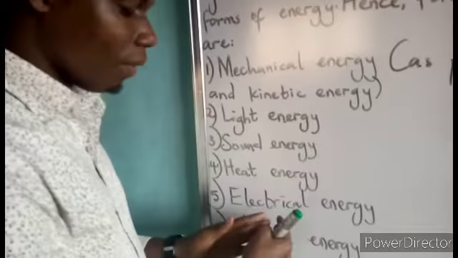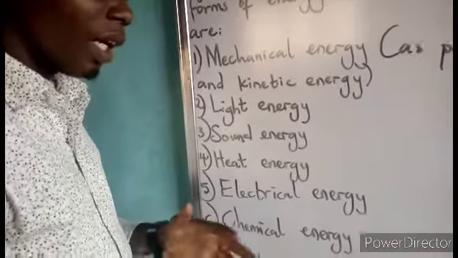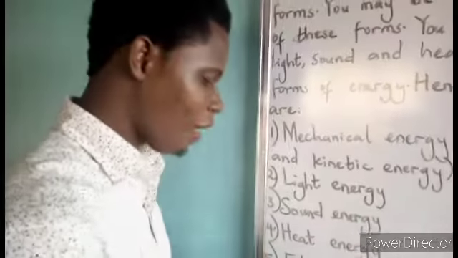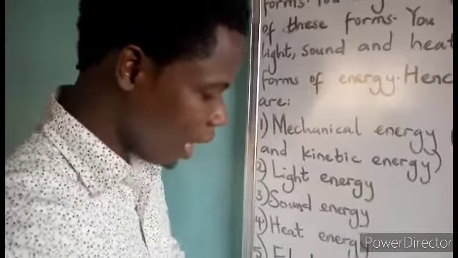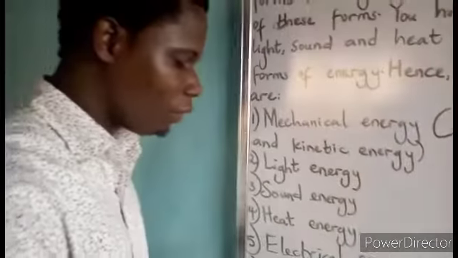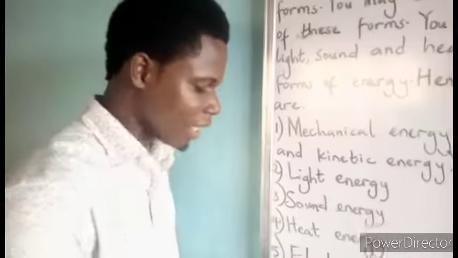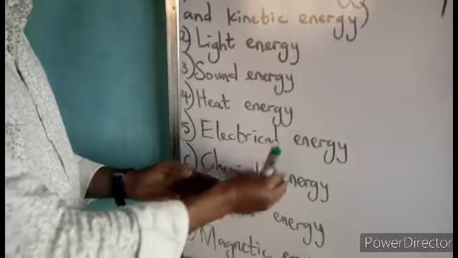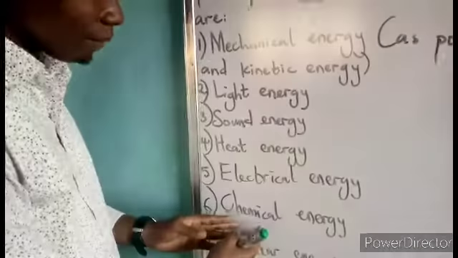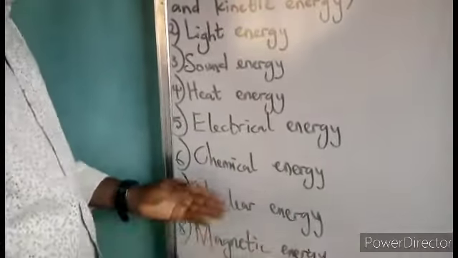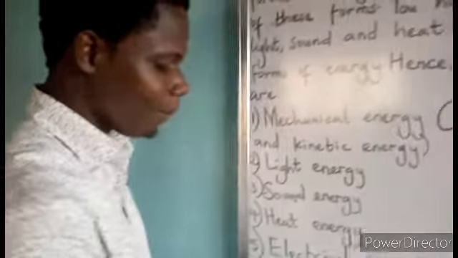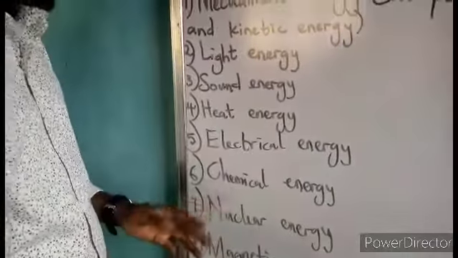Electrical energy is gotten from what? From electrical things like our wire, our cable, our socket, our fuse, and other things that we use in our homes. Chemical energy is gotten from the food we eat. You are surprised? Yes. Chemical energy is gotten from the molecule of food we eat. Nuclear energy is gotten from factories or industries. As simple as that. We get nuclear energy from factories or industries around us.